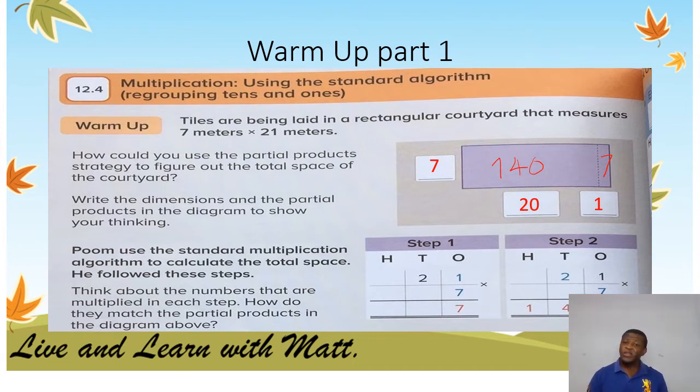So 21 times 7. 7 times 1 is 7. Now 7 times 2 is 14. So we have 147 altogether. So now let's go to the workout.